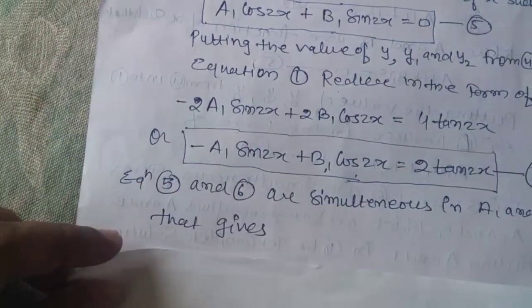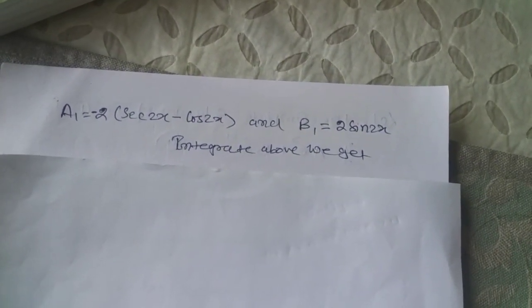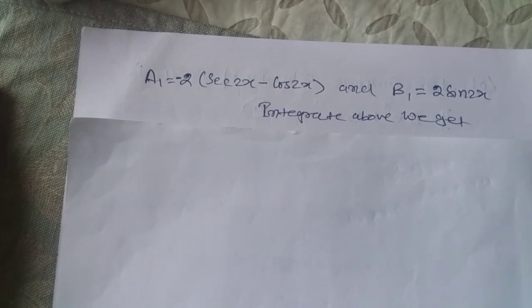So we get B1 equal to 2 sin 2x, and similarly we get A1 is minus 2 multiplied by sec 2x minus cos 2x.